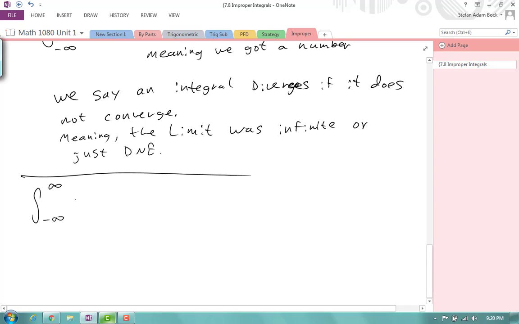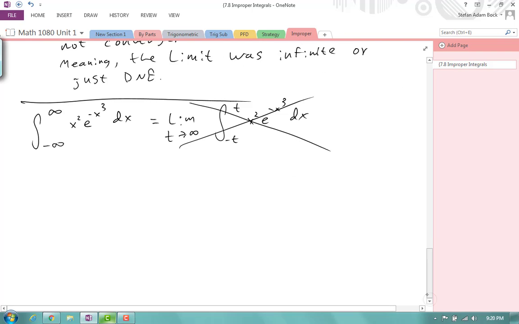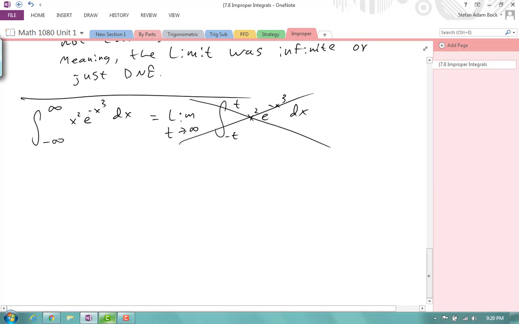But I can do something different. I can do x squared e to the negative x cubed dx. Now it's tempting to rewrite this as the limit as t goes to infinity from negative t to t of x squared e to the minus x cubed dx. But that is actually improper. It's an improper use of an improper integral. We should use different letters.